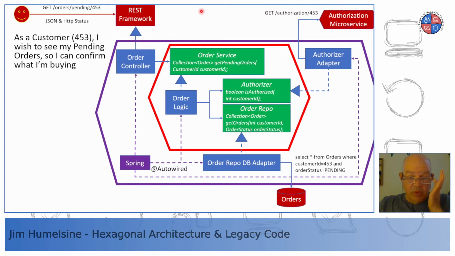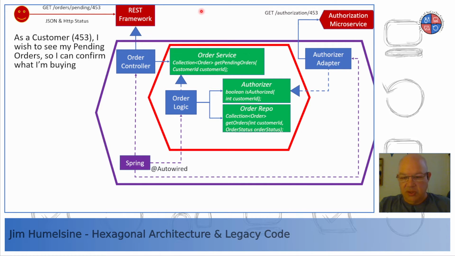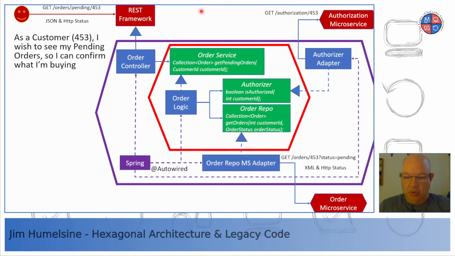Let's say later on we decide we don't want to store the orders in a database. We actually want to store them on a microservice so that the rest of the system can see them. The only thing we have to do is take out the order adapter and put in a microservice adapter. And it's a little more than just a button click. I mean, there is more work that has to be done, but the rest of the system does not know or care. And in this situation now, instead of an SQL query, it's going to do a get orders where status equals pending. I made it look a little different than the previous one.